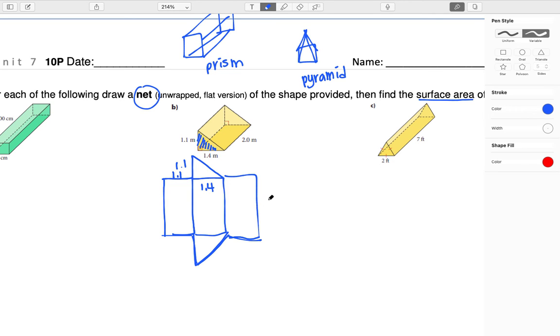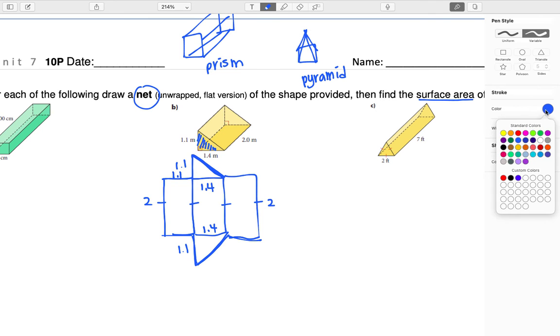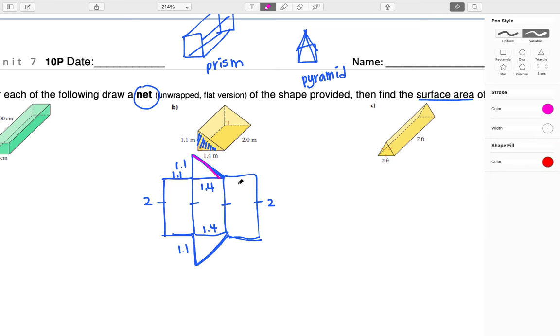The height is 2. This is also 2. And this is 1.4, 1.1. But it looks like we don't know what this is going to be. It doesn't give us. So if I'm going to look for this length, it must be the same as this length over here, and this must be the same as this length over here.